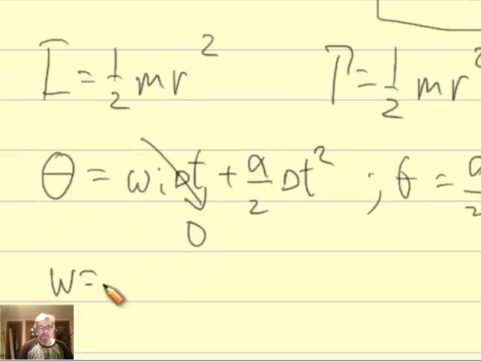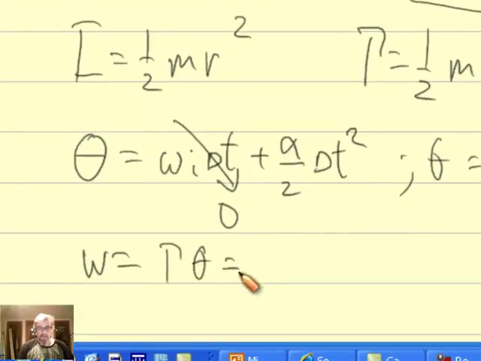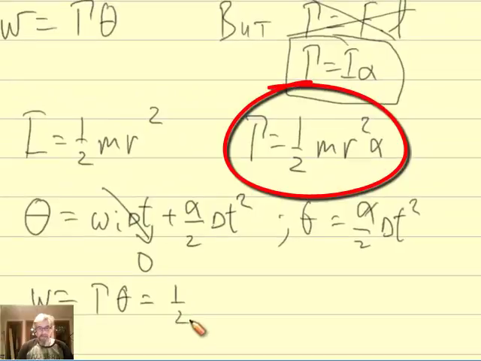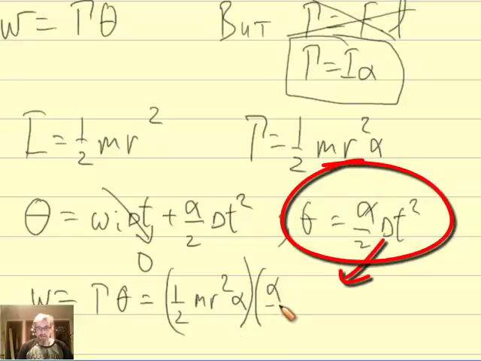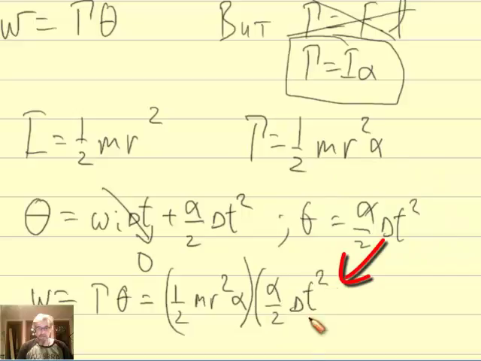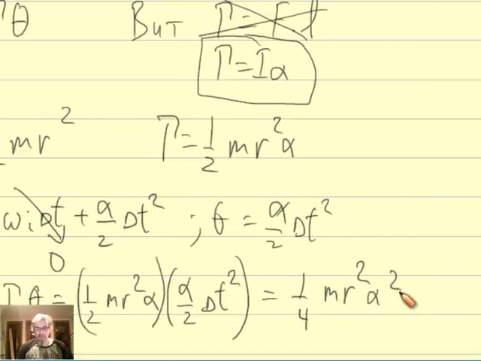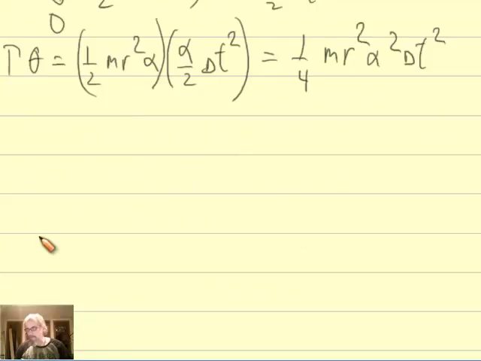So that means work, being torque times theta, is 1/2 mr squared times alpha, that's torque, times theta, which is alpha over 2 times delta t squared. Well, if you put this all together, you find 1/4 mr squared alpha squared delta t squared. Let's see if we can't simplify this a little bit further. I think it might be possible. Obviously, if you really want to quantify this thing, you're going to have to find alpha.